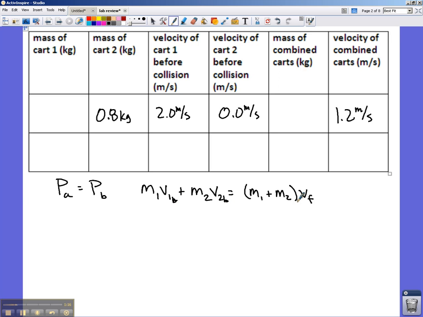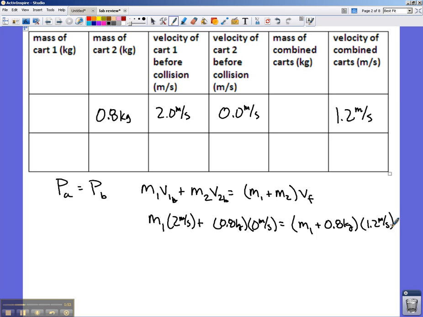So let's fill in what we know. We don't know the mass of cart 1, so that's just m1, but we do know its velocity was 2 meters per second. And we know the mass of cart 2 is 0.8 kilograms, and we know its velocity was 0 meters per second. And then over here, again, we don't know m1, so we have to write m1 plus, but we know m2, 0.8 kilograms, and we know the final velocity as they're moving off together, 1.2 meters per second.